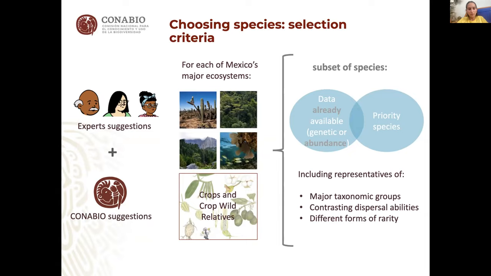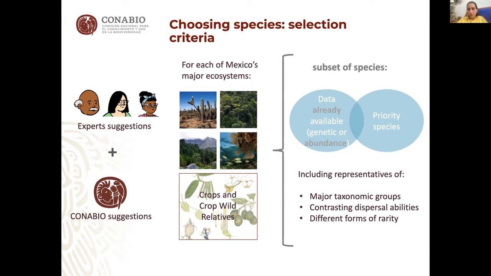But what we are doing is complementing experts' suggestions and CONABIO suggestions of species that are representative of all of Mexico's major ecosystems, that include also crop wild relatives of our species of interest. And we are also making a mixture of species that have data already available at the genetic level or especially at the abundance level, with also a subset of the priority species that were defined previously for the country. And we are including major taxonomic groups, contrasting dispersal abilities and different forms of rarity.